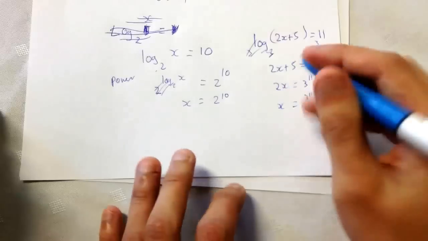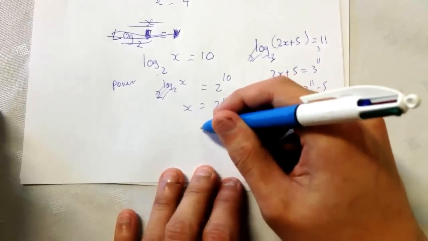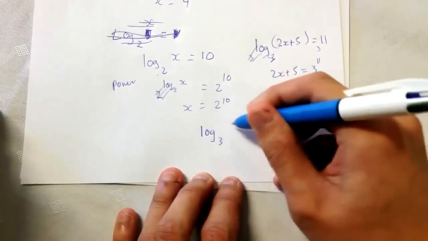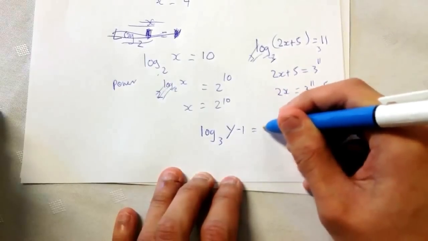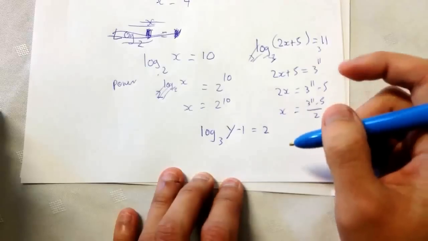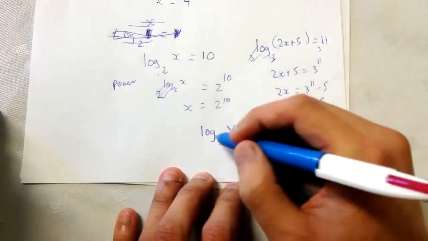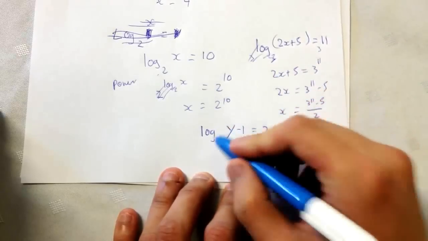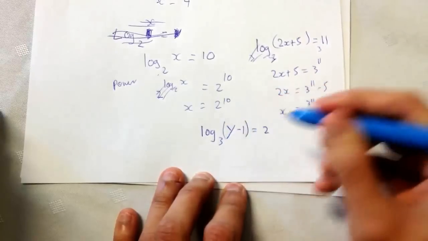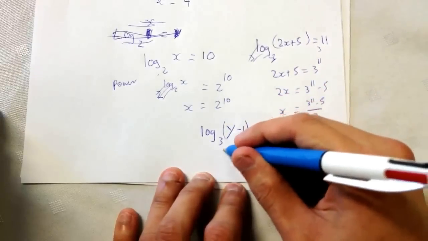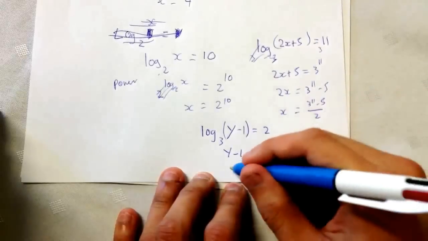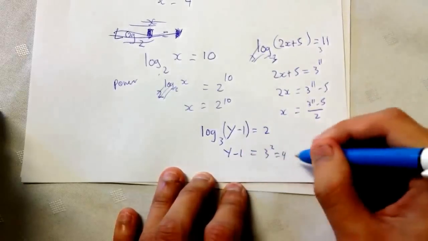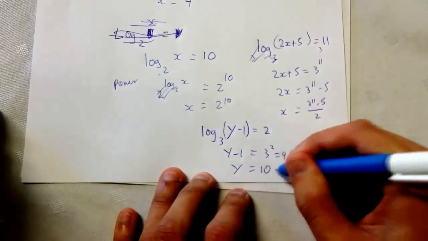Maybe I'll give one more example before I head off. Let's try log 3 of y minus 1 equals 2. Let's do one where we can actually get an answer that's not too huge. We want to get rid of the log 3. So we go 3 to the power of both sides. Cancels out. 3 to the power of 2 equals 9. y minus 1 equals 9, so y equals 10.